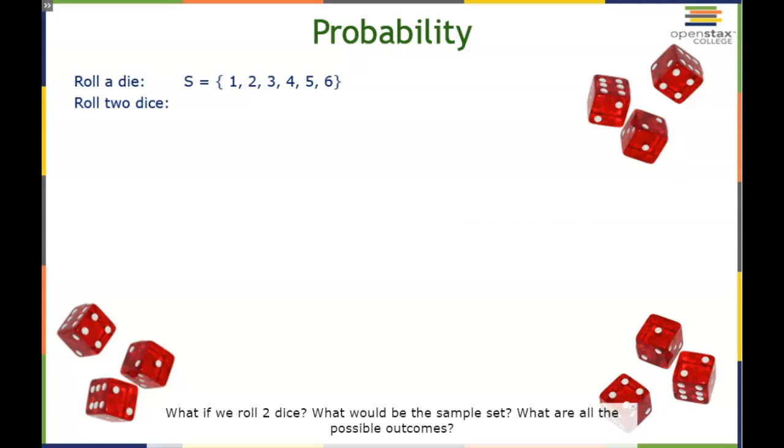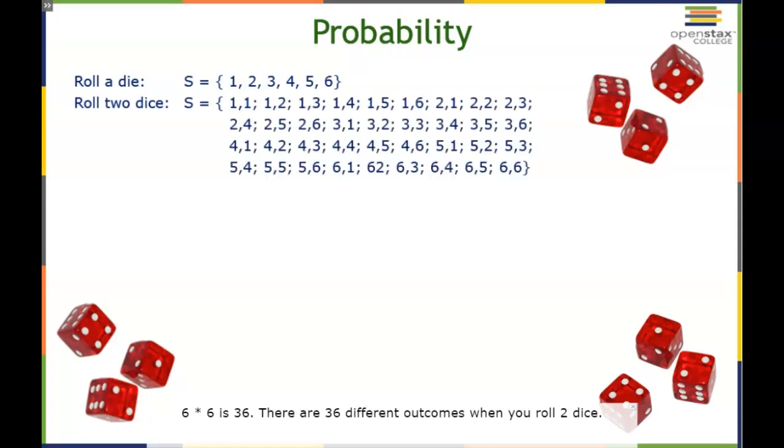What if we roll 2 dice? What would be the sample set? What are all the possible outcomes? Well, on one die, you have the sample space of 1 through 6. On the second die, you also have the sample space of 1 through 6. Now, here's a very easy way to figure out how many ways you can put those two things together. 6 times 6 is 36. There are 36 different outcomes when you roll 2 dice. A 1-1, a 1-2, 1-3, 1-4, 1-5, 1-6, 2-1, 2-2, 2-3, all the way up to 6-4, 6-5, 6-6.